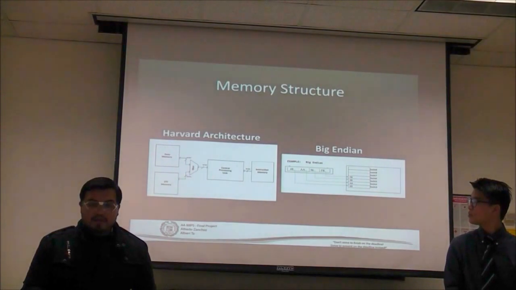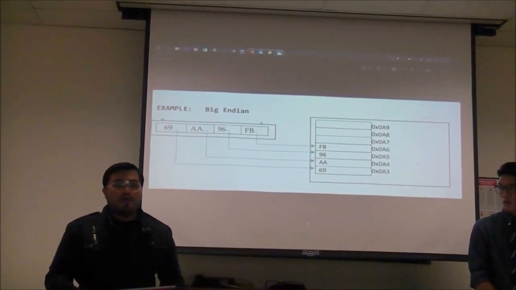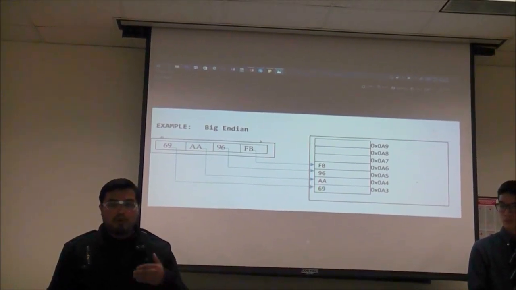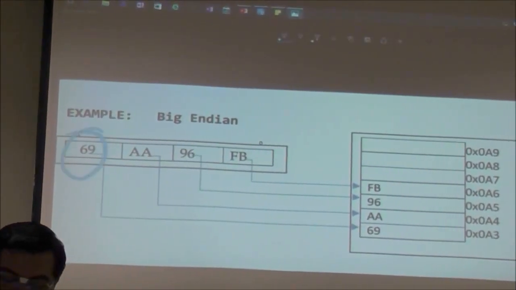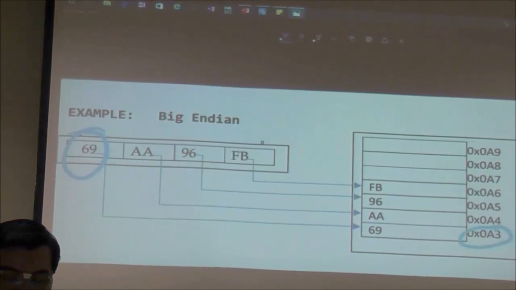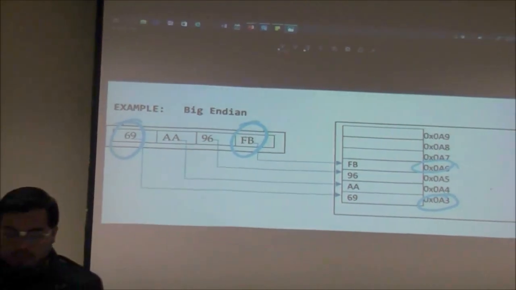Another thing we also have is the big endian format. This is the way the instructions and data are stored inside our processor. As you can see, the most significant byte is stored in the least significant address, and the least significant byte is stored in the most significant address. And that's what it means to be big endian.